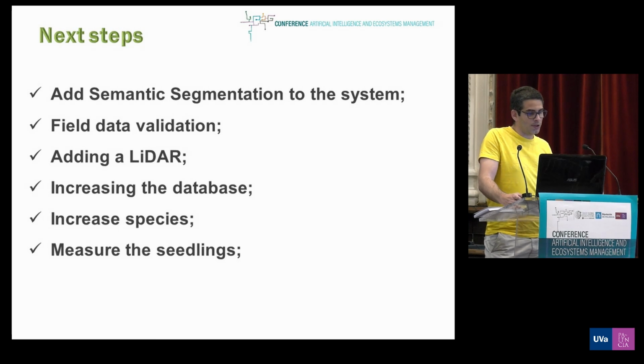And also increase my database. It would be nice to have at least 1,000 trees, 1,000 seedlings, and also species. I trained it just for pinus, and I think if I increase for other species, I could start to analyze some competition between seedlings and some other parameters.